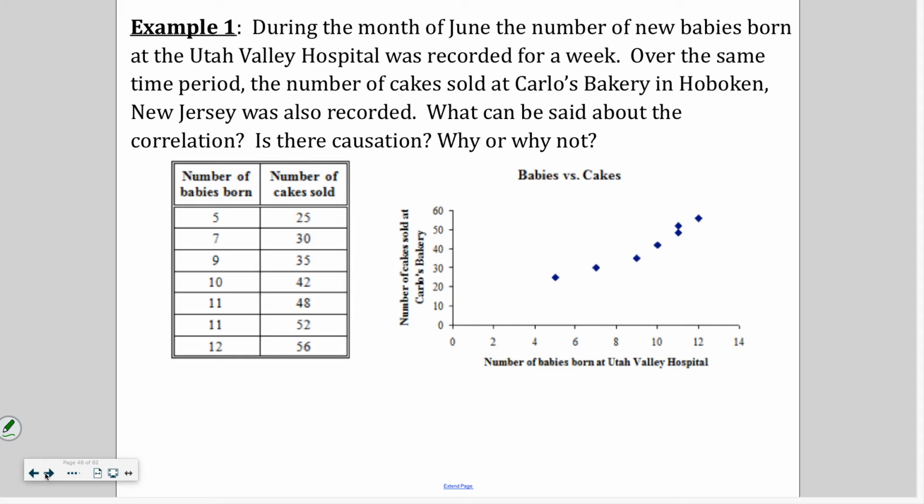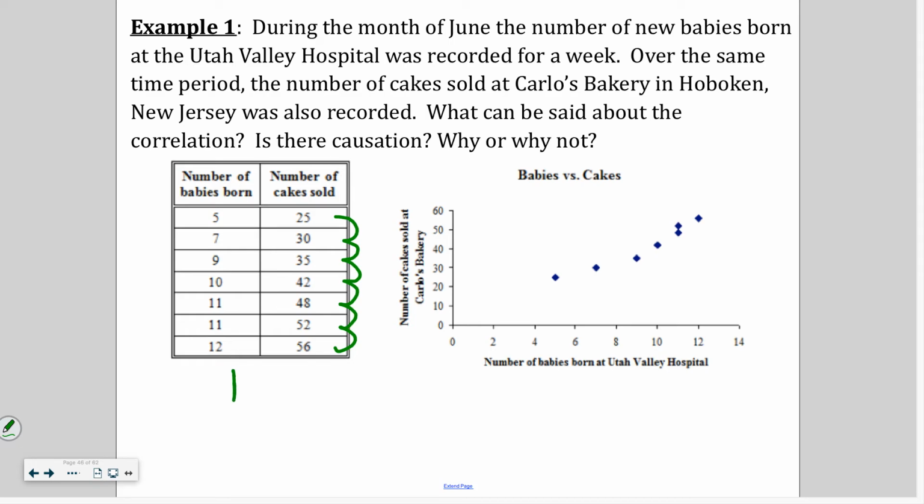All right, during the month of June, the number of new babies born at the Utah Valley Hospital was recorded for a week. Over the same period of time, the number of cakes sold at Carlos' Bakery in Hoboken, New Jersey was also recorded. What can be said about the correlation? Is there a causation? Why or why not?